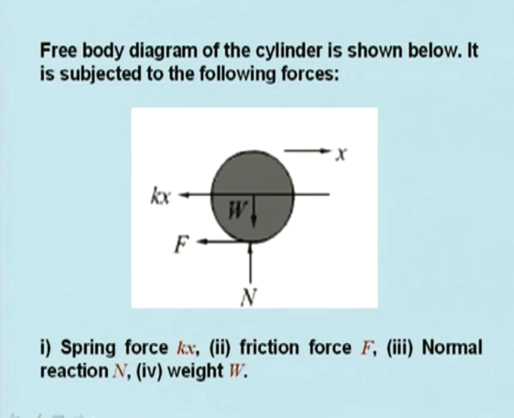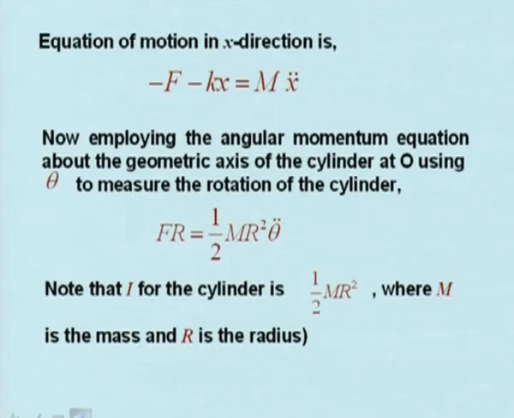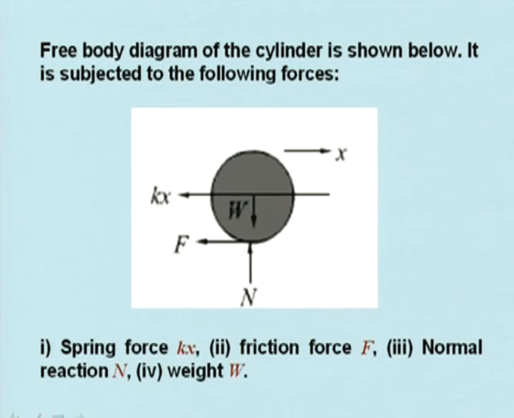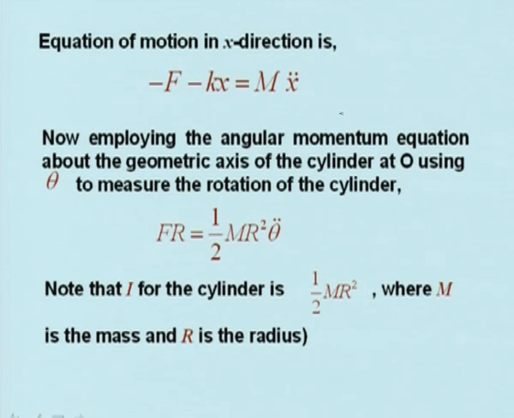Now we have to consider N. If there is no vertical motion, then N must be equal to W. But in the horizontal direction there is motion. So the equation of motion in the x direction is minus F minus kx is equal to m x double dot, where F is the friction force, which we don't know yet, but we have to write the equation: minus F minus kx.